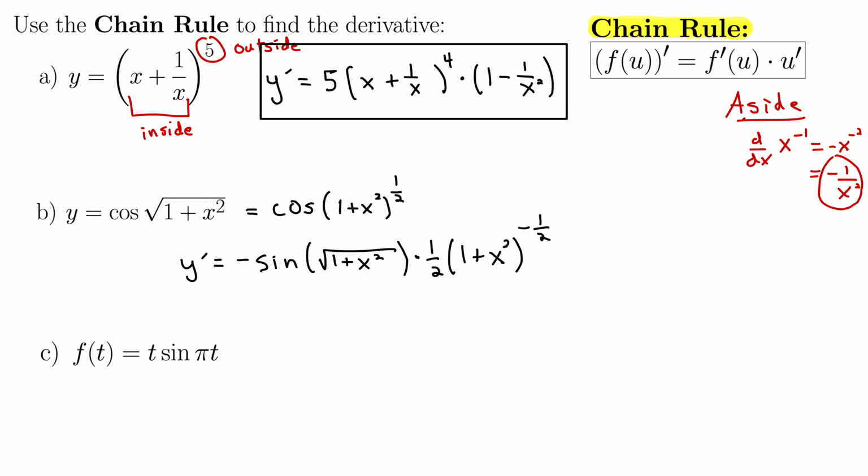So which inside are we talking about now? Well, now we're ready to look at this 1 plus x squared. So we multiply by the inside derivative. Derivative of 1 plus x squared is indeed 2x. Whew, okay, so starting to get a little more complicated here.